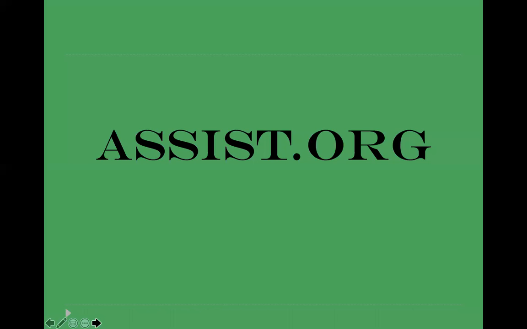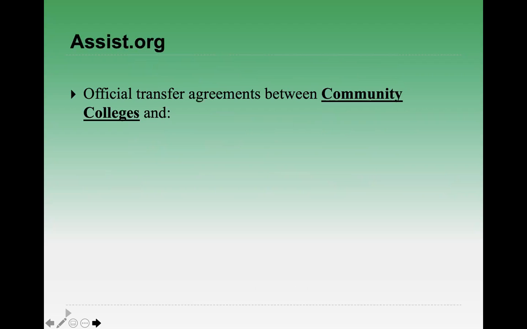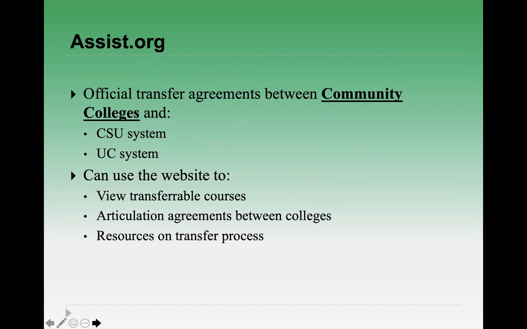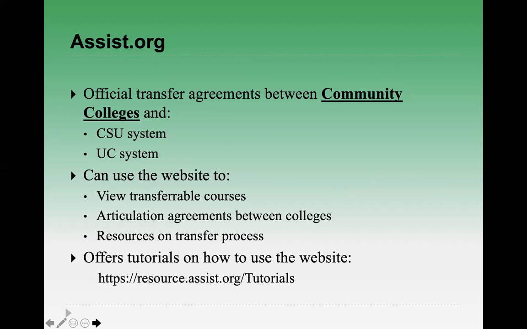So to begin, I want to talk a little bit about assist.org. If you haven't used this website before, it's a great overview of information on the transfer process. It includes transfer agreements between community colleges and CSUs and UCs. You can use the website to do lots of different things, including viewing transferable courses. This means you can look up a specific class at your community college and see if it transfers to the university that you're interested in attending. You can also look at articulation agreements between colleges, and they have other resources on the transfer process. If it's your first time at assist.org, they also offer a tutorial on how to use the website.